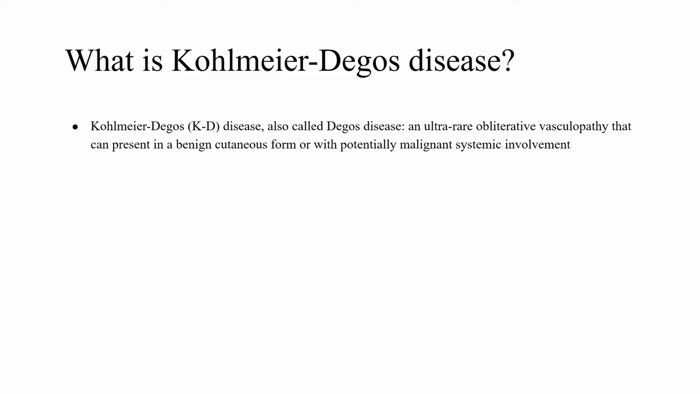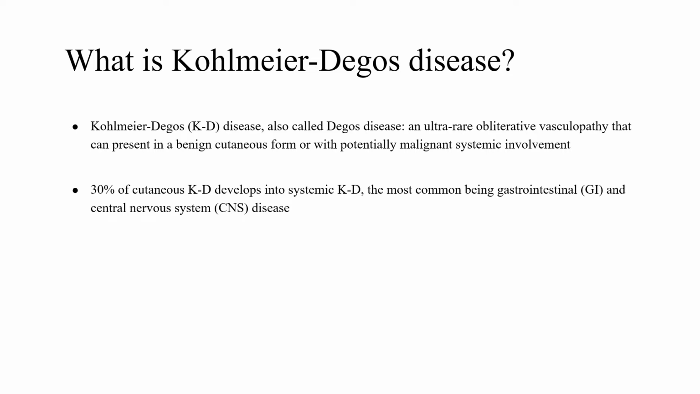This is an ultra-rare obliterative vasculopathy that presents in two forms. One is a benign cutaneous form, meaning it is restricted to the skin and presents with skin lesions, and the other is a potentially malignant systemic form, in which virtually any organ system can be involved. About 30% of the cutaneous Kohlmeier-Degos develops into systemic Kohlmeier-Degos, and the most common involvements include gastrointestinal and central nervous system disease. Other common involvements can include pleural, pericardial, and ophthalmic disease.